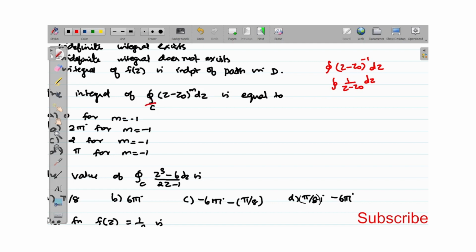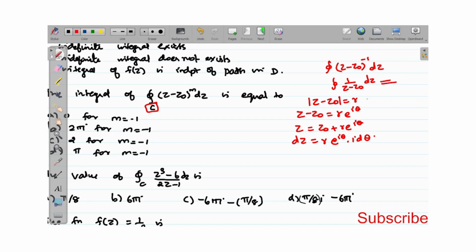So here C represents a circle. So modulus of z minus z naught is equal to the radius r. That is, z minus z naught is equal to the polar representation r e power i theta. That is, z is equal to z naught plus r e power i theta. Now differentiate. z naught is a constant, and with respect to theta, we get r e power i theta into i d theta.